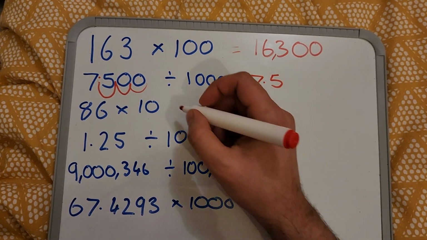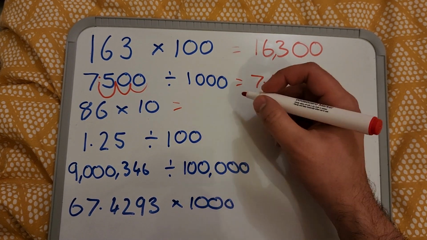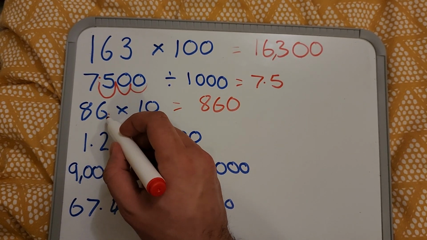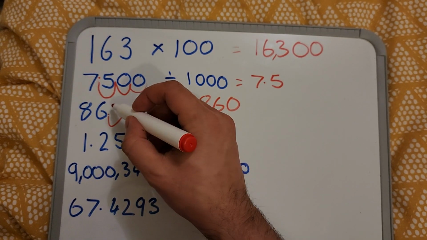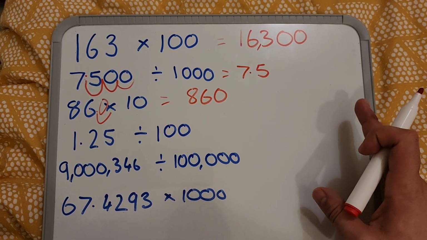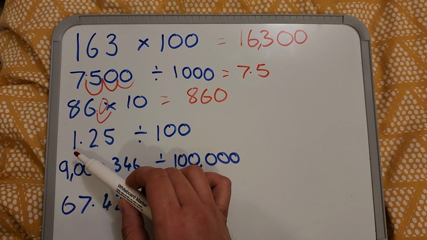86 times 10. Again, what we're doing is we're putting that 0 here on the end. So it's 8, 6, and 0. We are technically, we're not even technically moving the decimal place. Technically the numbers are moving columns, but I said we'll go into that in another video. So here, yeah, we're popping the extra 0 on. Let's have a look at this one.